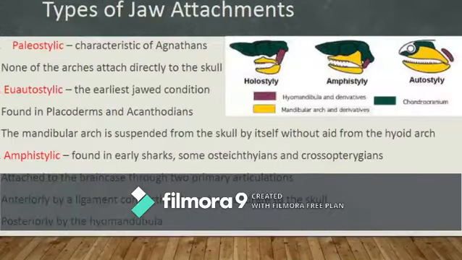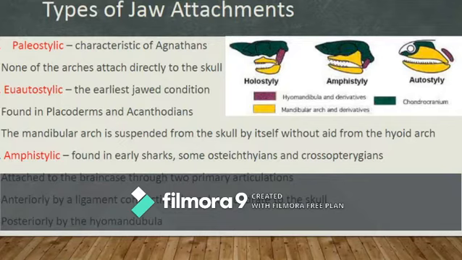Okay, next. Now, aside from types of fenestra, another character used to distinguish vertebrates is the type of jaw attachment. So jaw attachment is another character to classify vertebrate groups. We have the paleostylic, characteristic of agnathans, mostly fishes with no lower jaw. None of the arches attach directly to the skull.